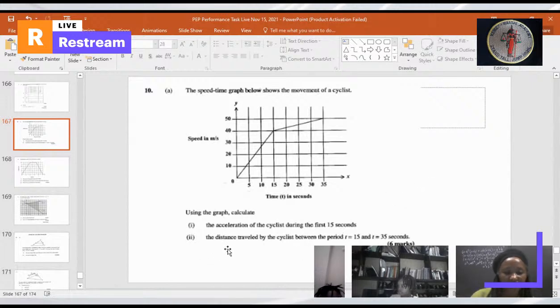For part two, it wants the distance traveled by the cyclist between 15 seconds and 35 seconds. On the speed-time graph, the distance traveled is the area of the space below the graph for that time they're asking. So they want us to give them from 15 seconds to 35 seconds. So that is from here to here.